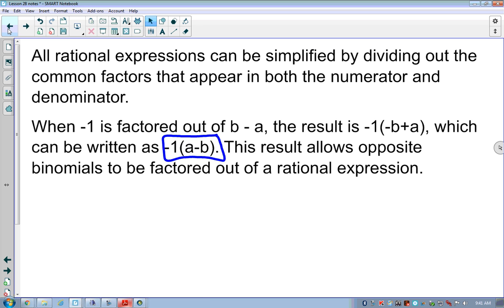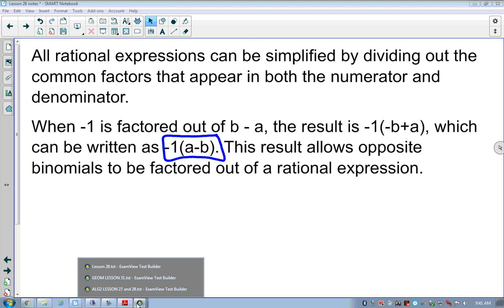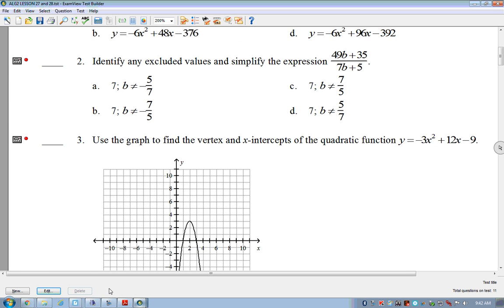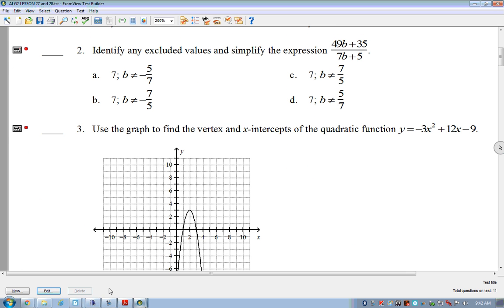Okay, I think that's it for that. So let's see if we can answer a question or two. I've got a few minutes anyway. Some of this stuff we've already done from the other day, but we're going to pick up the questions that we haven't done, like number 2.